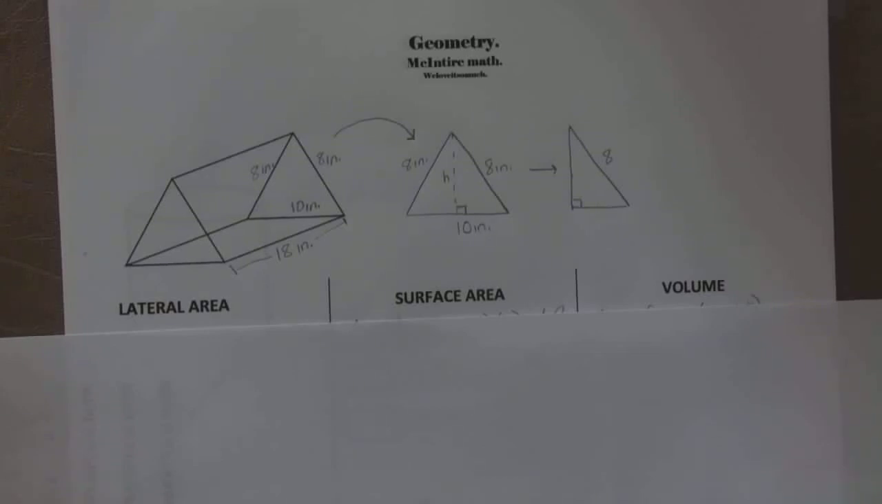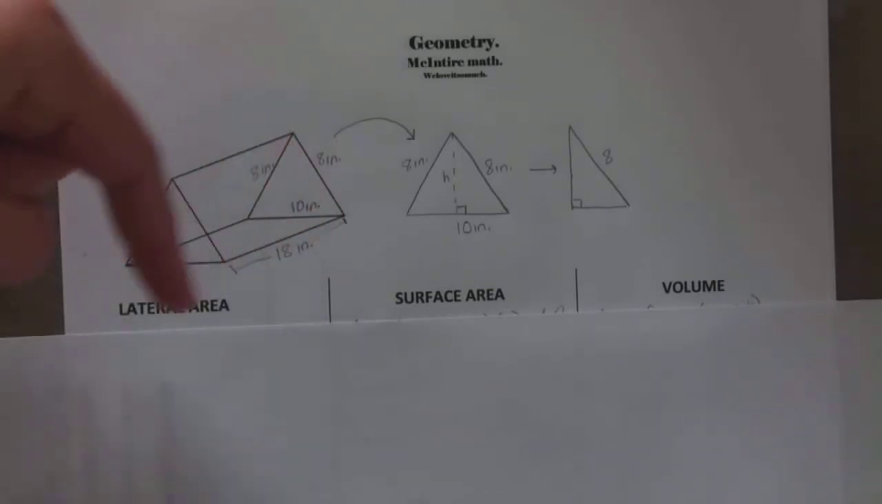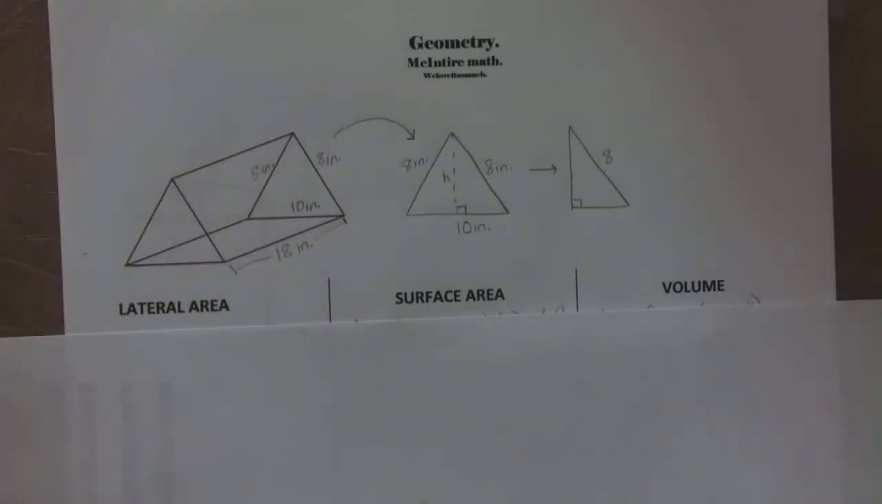Alright, so now I'm going to teach you how to find the surface area and volume of a triangular prism. If you look at the shape, I've got two bases which are triangles. They're connected by parallel lines. It's a triangle sandwich, which makes it a triangular prism.